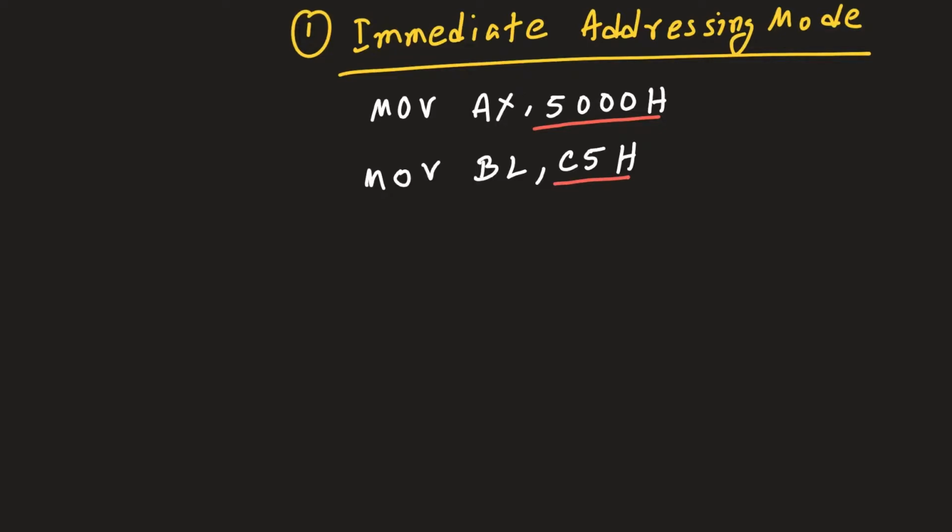In the first case, 5000 is a 16-bit data. This 16-bit data is moved to register AX. In the second instruction, C5 is an 8-bit data and the 8-bit data is moved to register BL.